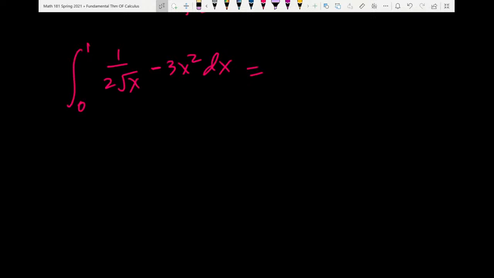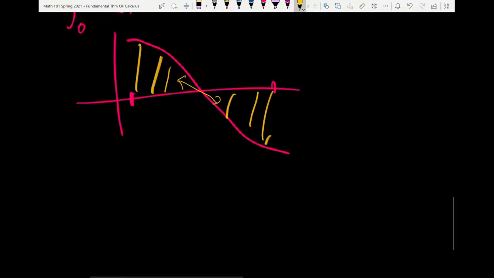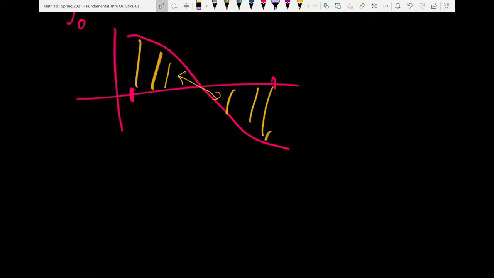Okay, so if you look at it, what answer did you guys get? I bet you got 0. Here's the reason why. If you would have graphed it, your graph from 0 to 1 would have looked kind of like that. And we want to find the area of these two regions. Both of these two areas are equal to each other, so whatever you get on this side will be the negative of that side. So it cancels out, and that's why you get 0.